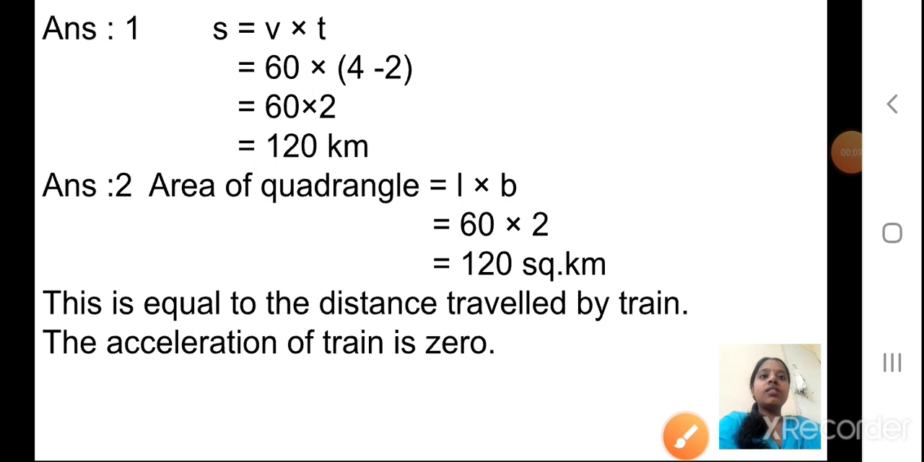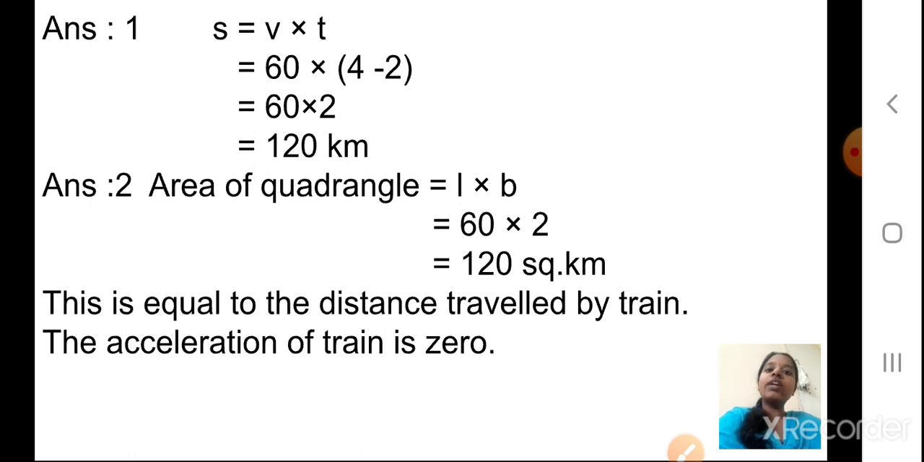Okay, S is equal to V into T. This is our formula we are going to use. S is equal to 60 multiplied by 4 minus 2. As I told you, for time we are going to take the difference, 4 minus 2. So it is 60 multiplied by 2. We got 120 kilometers. That is our S. Okay, distance covered by the train between 2 to 4 hours.